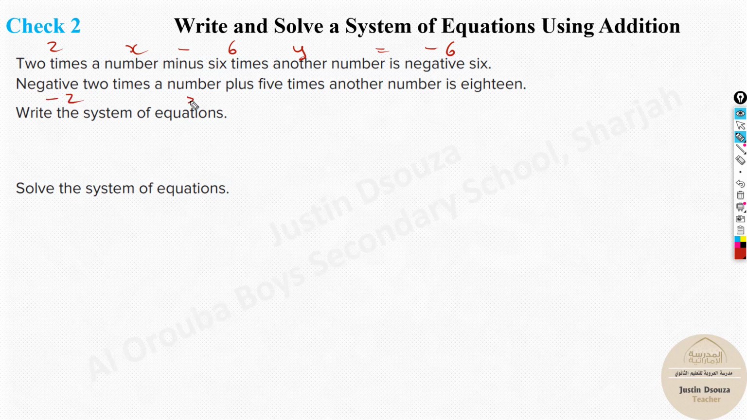Negative 2 times a number, it must be the same variable, plus 5 times another number, both must be the same, over here y. That means here also it's y. Is 18. So now we will write the equation over here. Both the equations, that's 2x minus 6y equals negative 6. And here we have minus 2x plus 5y equals 18. So now we solve them up.